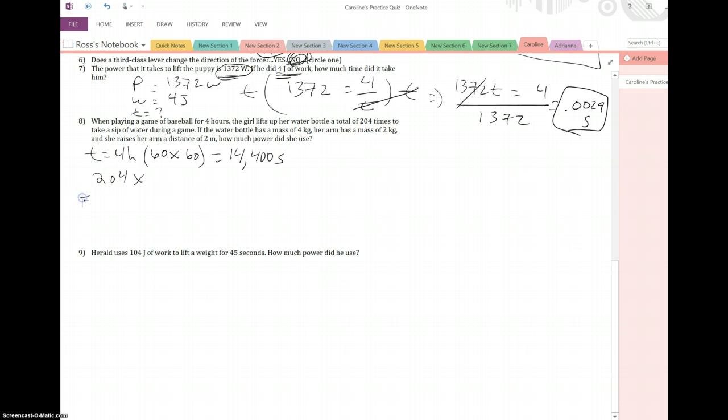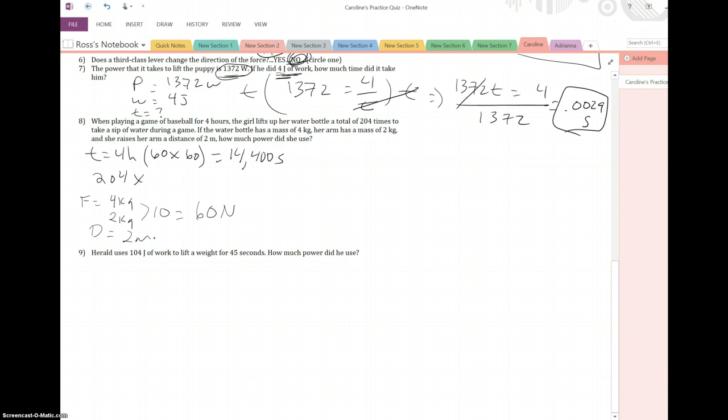If we're trying to find force, we've got 2 forces to deal with. We've got the 4 kilogram mass of her water bottle and the 2 kilogram mass of her arm. In both cases, she's lifting her arm and the water bottle up, meaning it's fighting the force of gravity, meaning it's force due to gravity, therefore weight, therefore they both count. So multiply both of these by 10, and that will give us 60 newtons of force. The distance is 2 meters, and we are solving for power.